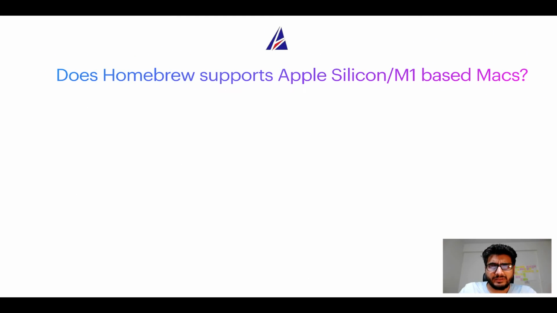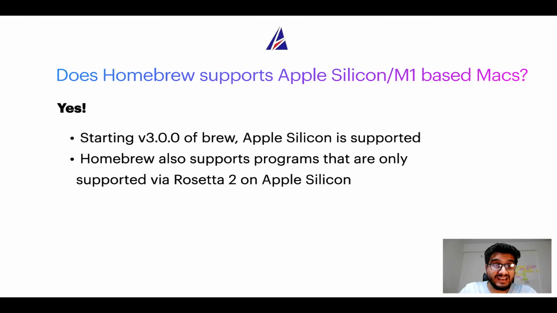Next question. Can you use Homebrew to install programs on Apple Silicon, or more popularly known as M1 MacBooks? Again, yes. Starting version 3.0 of Brew, Apple Silicon is now supported on Homebrew. In fact, Homebrew also supports programs that are at the moment only supported via Rosetta 2 on Apple Silicon.